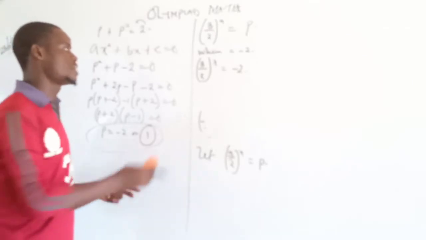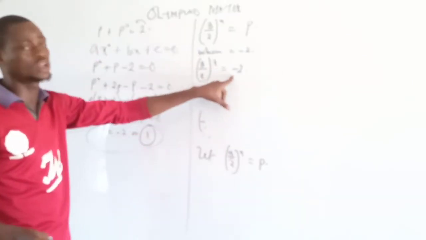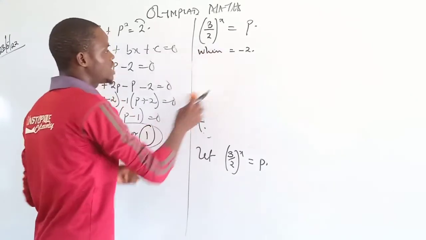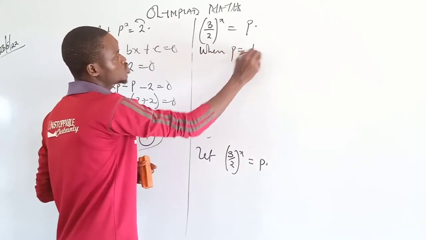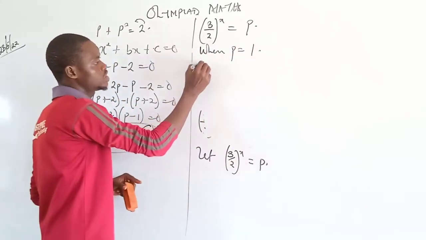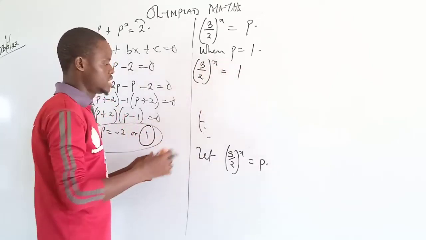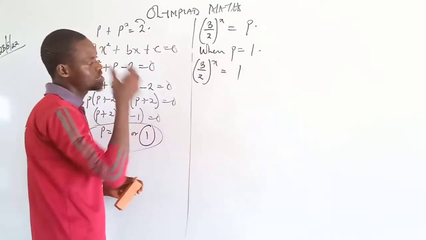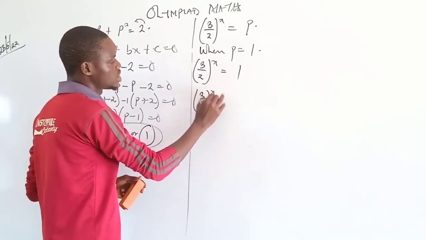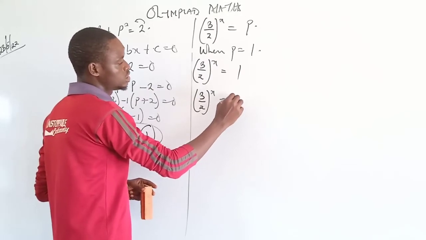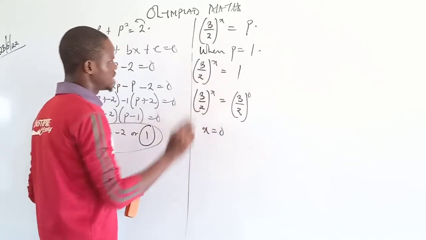What is that value? Now, returning yourself back into this place, if I say 3 over 2 raised to power x is equal to minus 2, that has no solution. Now, using p equals 1, I'll be having 3 over 2 raised to power x equals 1. Now, by analysis, I can easily write this thing as 3 over 2 raised to power x, which is equal to 3 over 2 raised to power 0, whereby my x equals 0.